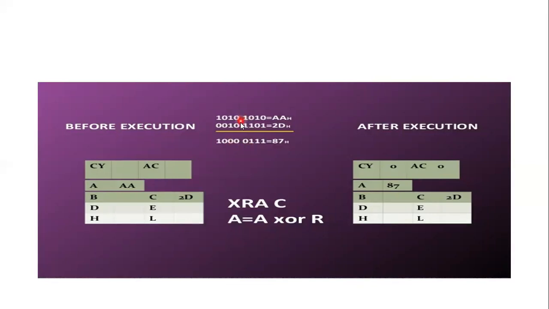Okay. So 0 0 is a 0, 1 1 is a 0, 0 0 is a 0, 1 0 is a 1. So this is 87. Therefore the accumulator A has the value 87.